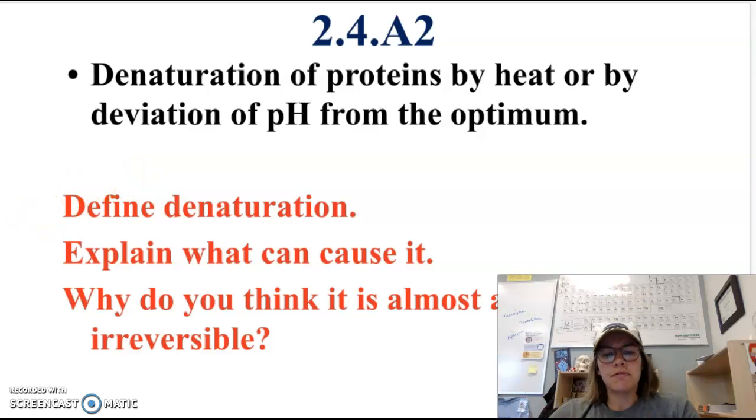So in your notes, can you define denaturation? Can you explain what can cause it? And why do you think it is almost always irreversible?